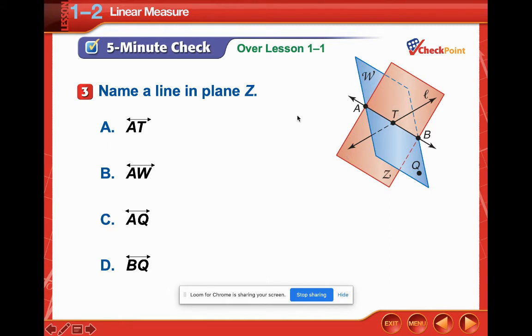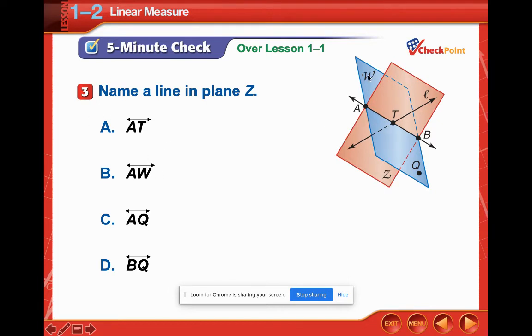Salmon, light red. I don't know what you want to go with. Name a line in plane Z. Okay. So it looks like the only line in plane Z, well, I mean, it looks like L. We could call it line L. But the other line would be ATB. Okay. ATB appears to be also in that line. Okay. So AT appears to be a correct answer.